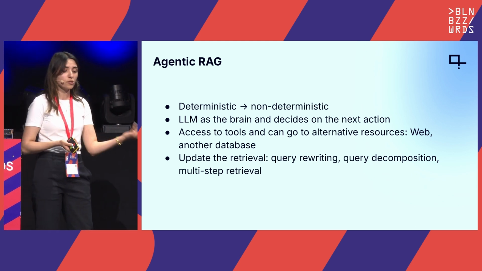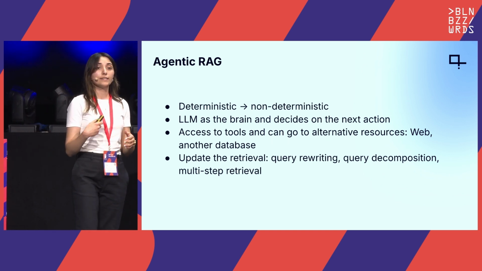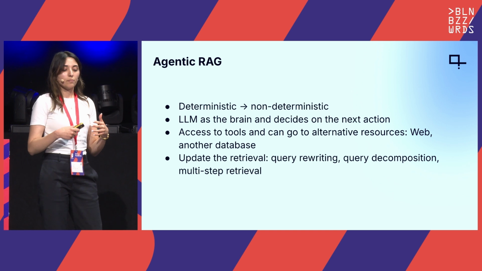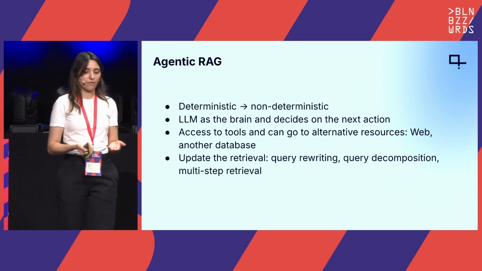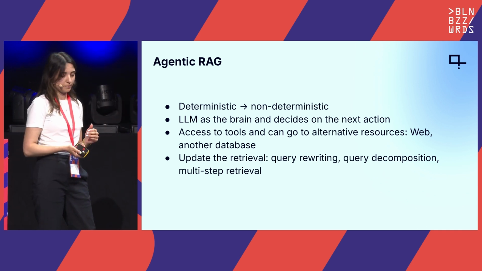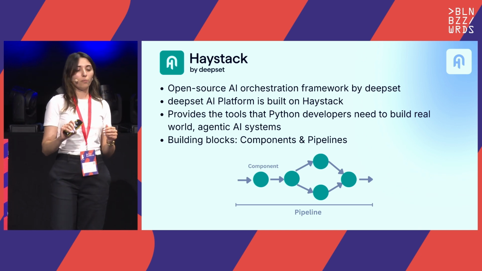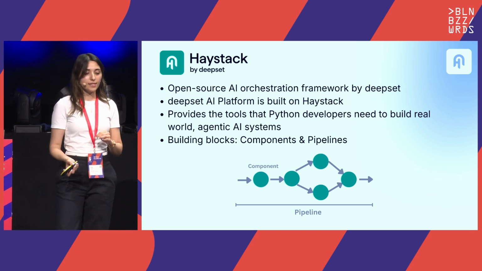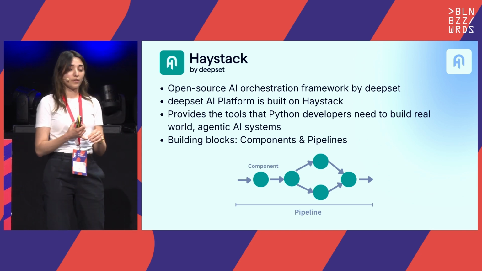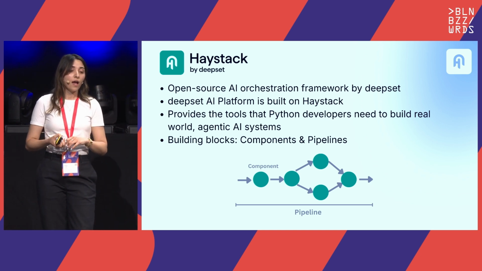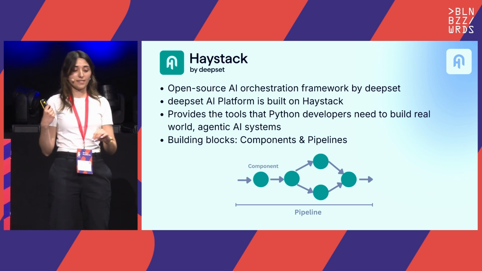So it can access the tools and can go to alternative resources such as web and other databases, or it can decide to update the retrieval part by doing query rewriting, query decomposition, or multi-step retrieval. These are just some examples. And for that, we will use Haystack. Haystack is the open source AI orchestration framework by deepset. And it's also the backbone of the deepset AI platform that we have. It provides the tools that Python developers need to build real-world agentic AI systems.